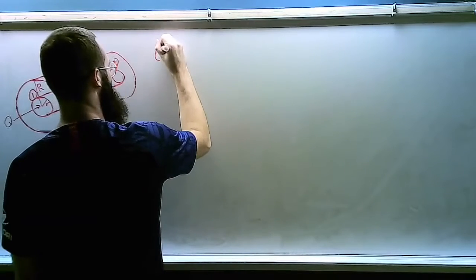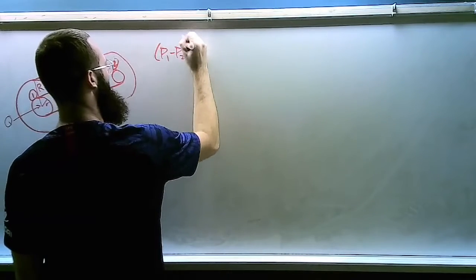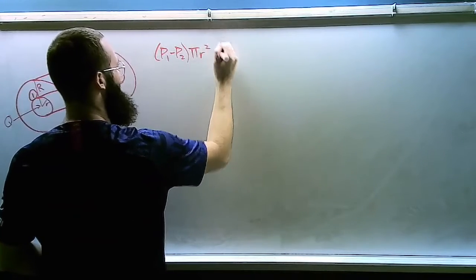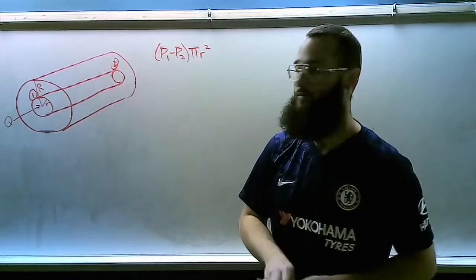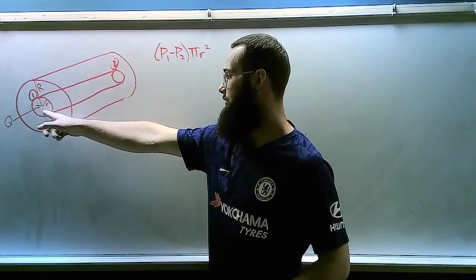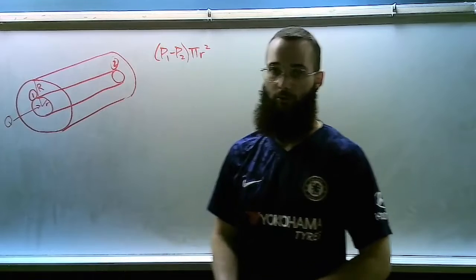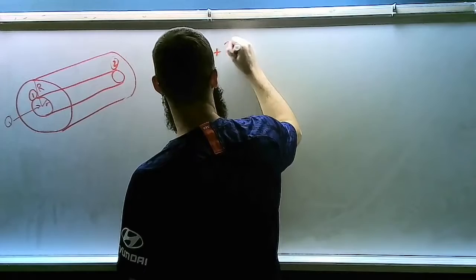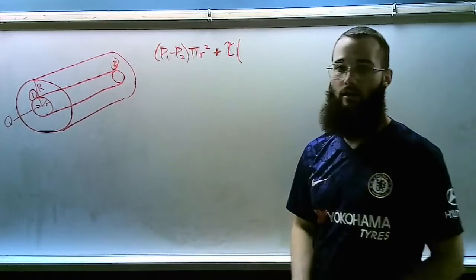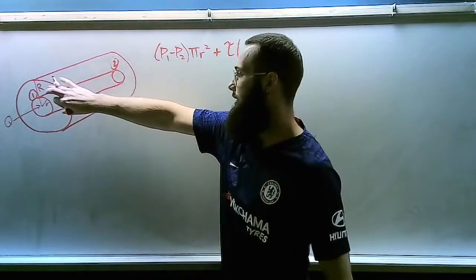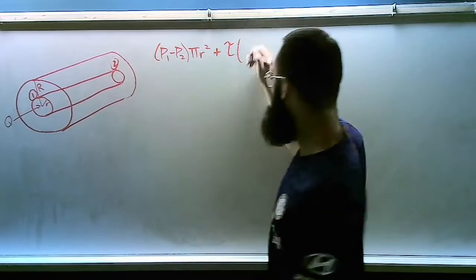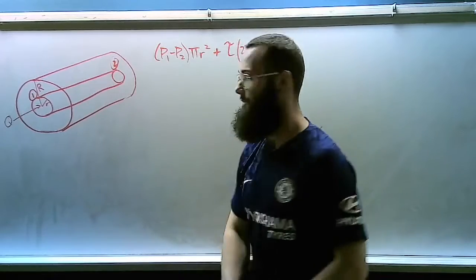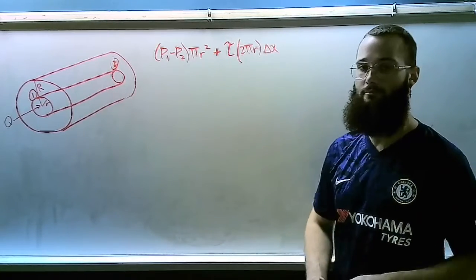So the pressure forces, because it's a pressure drop, P1 will be larger than P2. We'll be multiplying that times the cross-sectional area on which it acts. And both of these forces act on the cross-sectional area of this column of fluid, which is pi r squared. And then the other force is shear stress and the area that it acts upon, which will be the entire outer circumference of this column. So it will be 2 pi r times the length of the column that we'll call delta x.